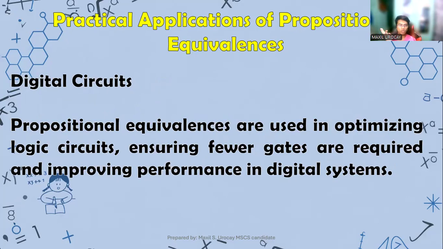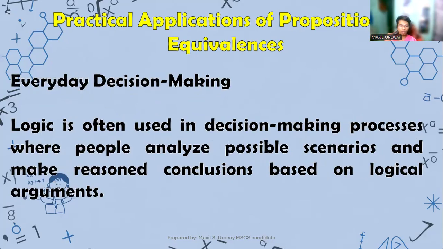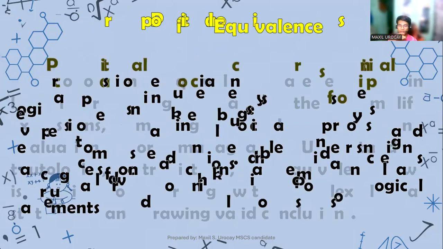For digital circuits, propositional equivalences are used in optimizing logic circuits, ensuring fewer gates are required and improving performance in digital systems. So in our logic gates later on in our midterm, we can definitely work on that one, how to run through the process, and that is really going to be amazing. In everyday decision making, logic is often used where people analyze possible scenarios and make reasons or conclusions based on logical arguments. So of course this is good since this is in everyday life. If we work with true and false, you can quantify if this is based on your decision, what the relationship will be based on the connectives, for example.